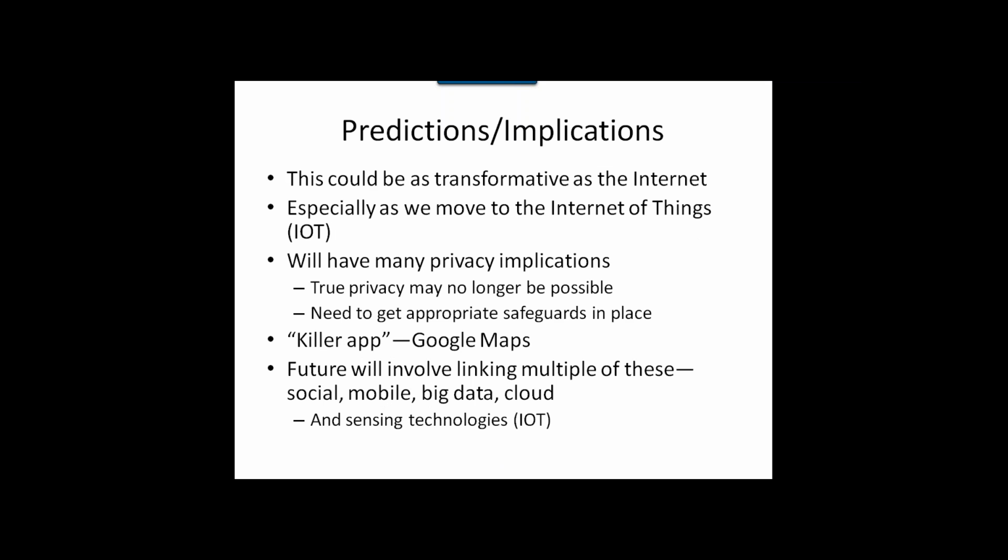I think this could be as transformative as the internet. That's especially true as we move to the Internet of Things, in which a variety of things that are in our environment will send data back. Many of our societies are aging, and if we can monitor patients after they're home, they'll probably do much better than they are today, and they'll be able to stay home longer and do better, with less help. This will have many privacy implications. I'm concerned that true privacy may no longer be possible. We do have to get appropriate safeguards in place.